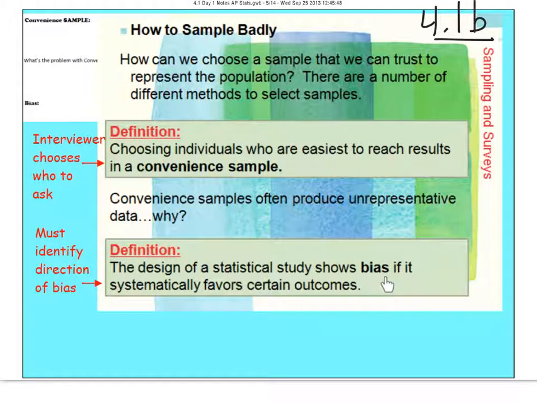And bias is basically just an element where the method that you choose to use systematically favors certain outcomes. Here, in the bias of a convenience sample, if we're at the shopping mall, it's based on who the interviewer chooses, so it can be very biased on that. Maybe they're more inclined to ask females versus males, and that would be biased. Now, when you are asked what is the bias in a situation, the AP board is looking for you to identify the direction of the bias in terms of would it be overstating or understating your results.